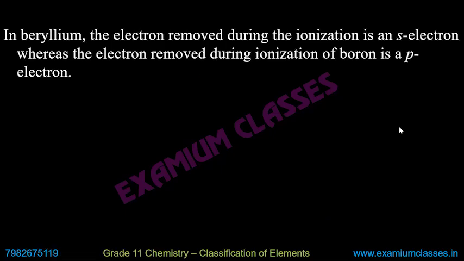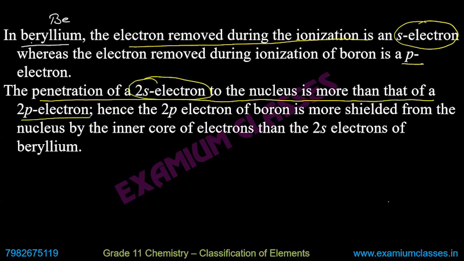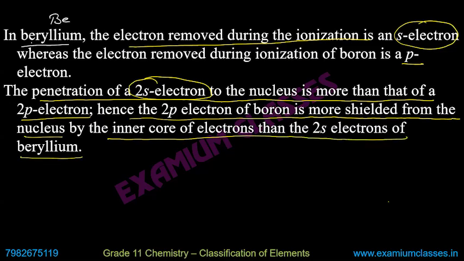Okay, those 2 points are: in beryllium, the electron removed during the ionization is an s electron, whereas the electron removed during ionization of boron is a p electron. The penetration of 2s electron to the nucleus is more than that of 2p electrons, means 2s electrons are very close to nucleus. Hence 2p electron of boron is more shielded from the nucleus by the inner core of electrons than the 2s electrons of beryllium.